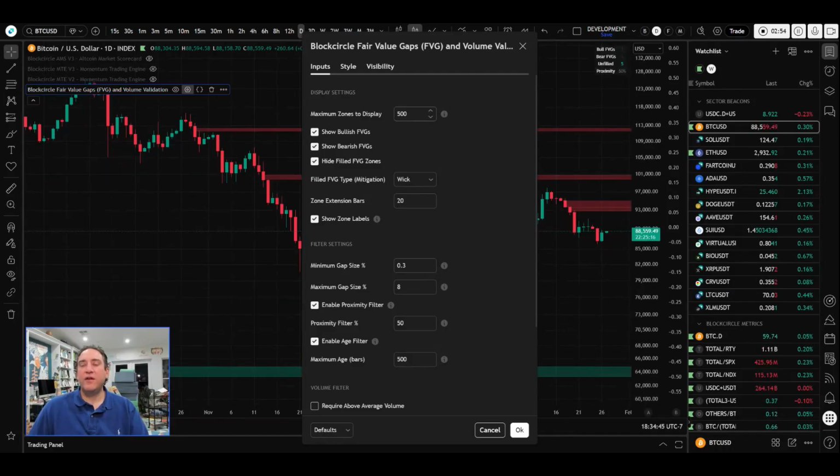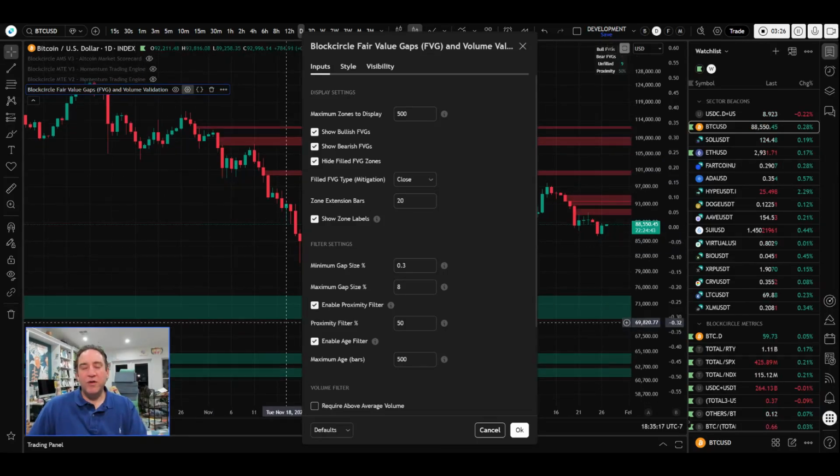Another thing you could do, if you want to contain it to a more reasonable time period, is set it to less than 500. You can also extend out the bars themselves. You can hide or unhide the filled zones. You could also configure it to not be only wicks, but say, I require every fair value gap to be filled in its entirety, from the entire close. That will create more noise, which may or may not be what you're trying to accomplish. It just allows you to be a little more picky and selective of what you're looking for.